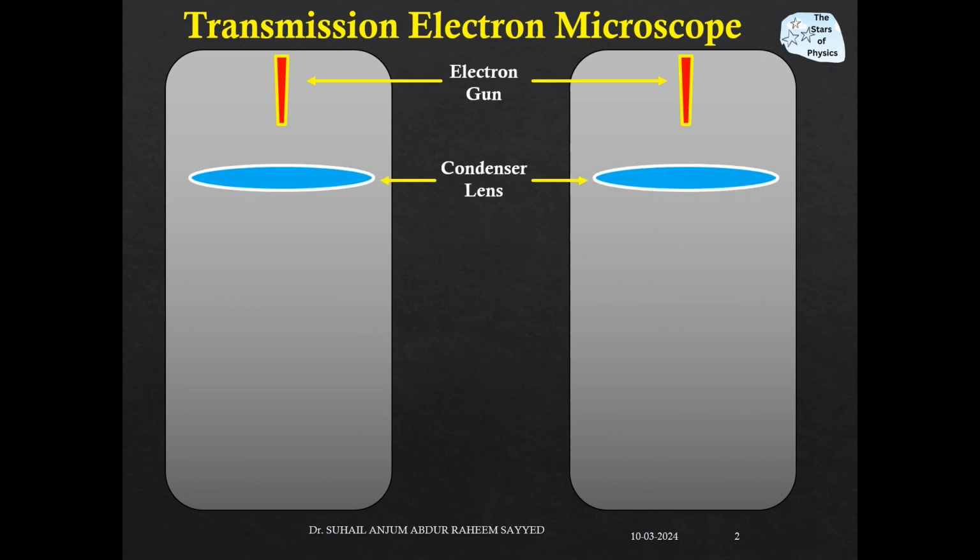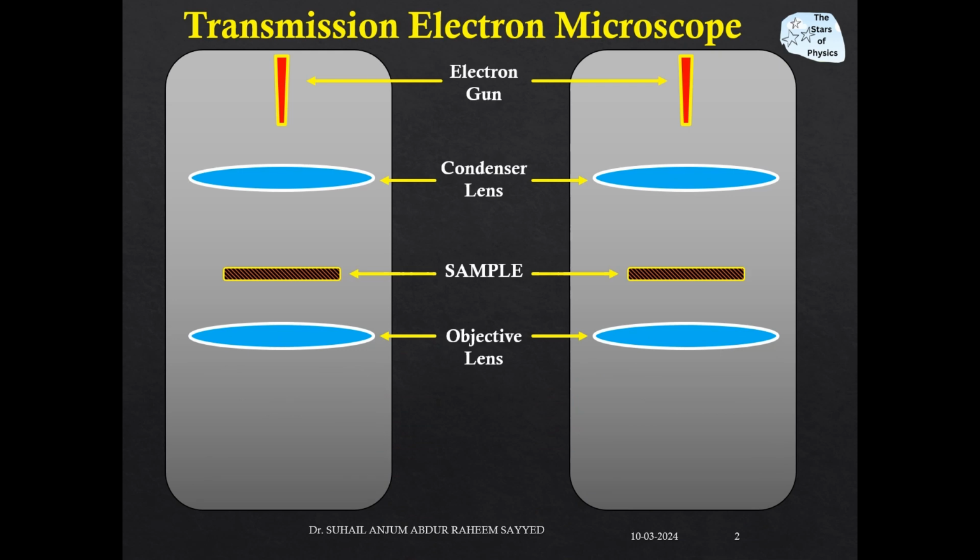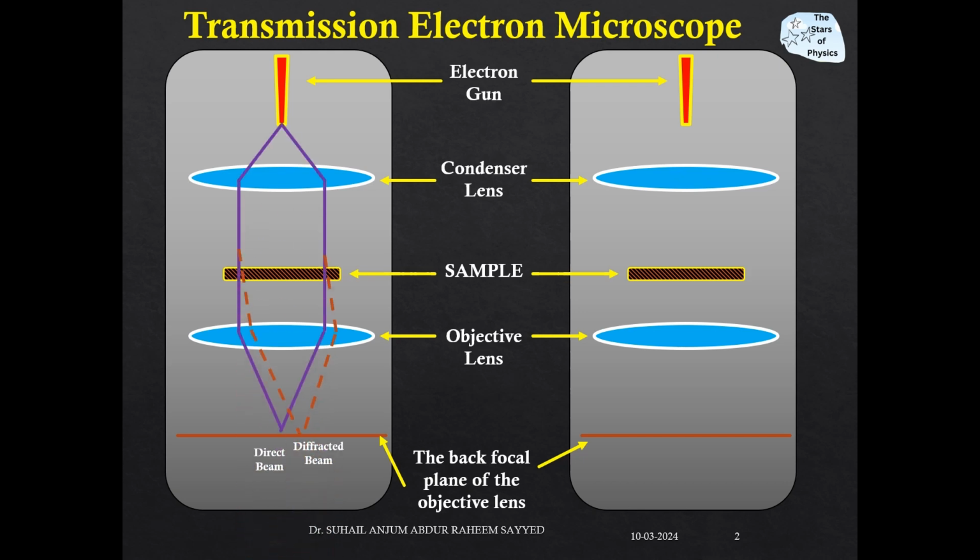Now we have condenser lenses. These lenses are actually magnetic lenses. So they are electromagnets actually, or a combination of electromagnets will be there. But here for representing them, we are showing them like these lenses. Okay, so this is the condenser lens. Then we have the sample. Then we have the objective lens, and we have the back focal plane of the objective lens.